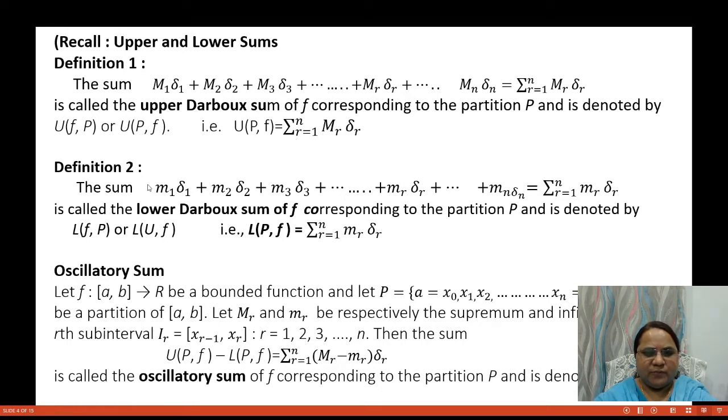The second definition was for the lower Darboux sums. So, here it is small m1 delta 1, and like that we have L(P,f) equal to the summation r running from 1 to n of small mr into delta r.